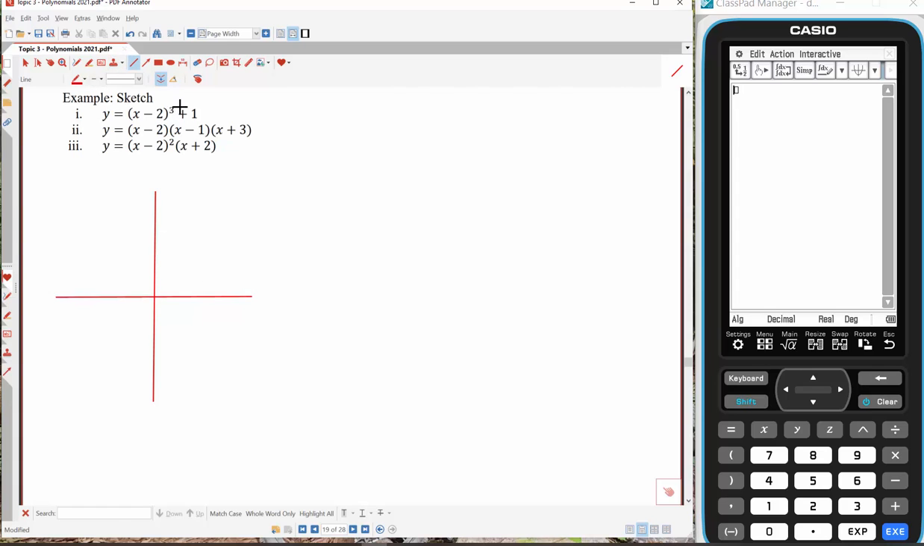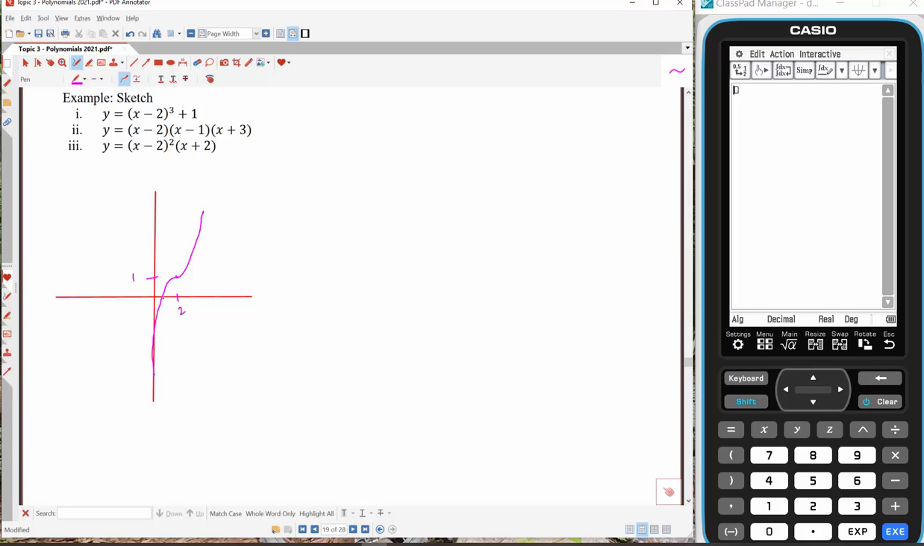Okay, this one is an inflected cubic. It's moved 2 to the right and 1 unit up. So there's the stationary point of inflection. It's going to come up, inflect, and go back up again. So the x-intercept's going to be there.